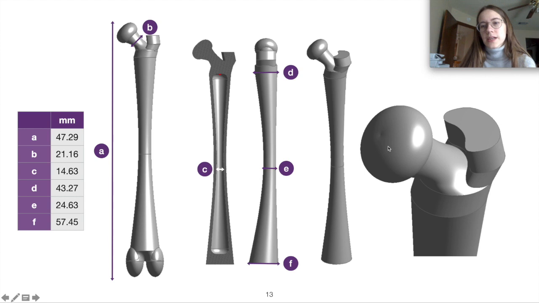Here are some close-ups of the femoral head and femoral neck and the greater trochanter. I'll admit the trochanter does not look exactly how a trochanter should look. That's this part. But it was a complex thing to design, and that is what I ended up with. So I think for our simulations, it's sufficient.